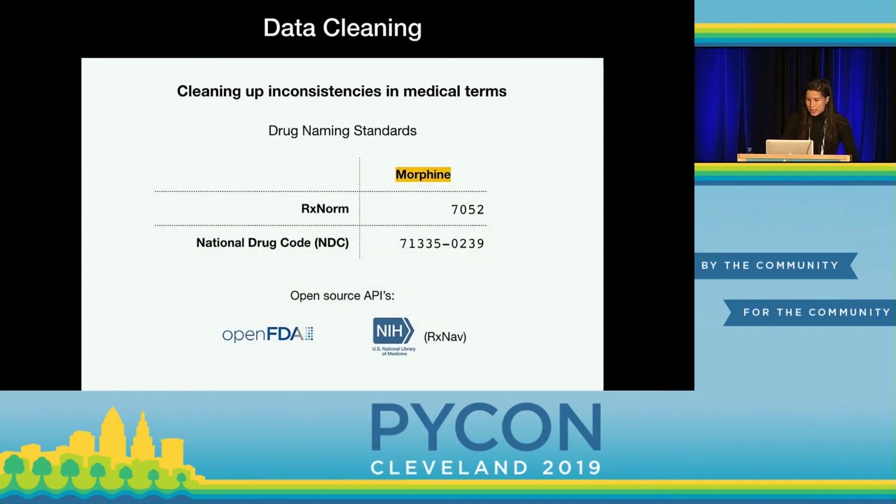Two common drug naming standards are RxNorm and the National Drug Code, or NDC. So sticking with the morphine example, we can map all variations of morphine to a single drug code, as shown here. You can use open source APIs like OpenFDA and RxNav to map drug names to their appropriate codes.